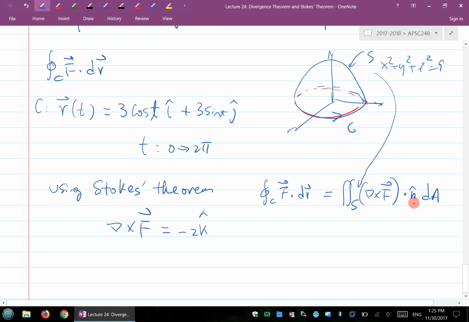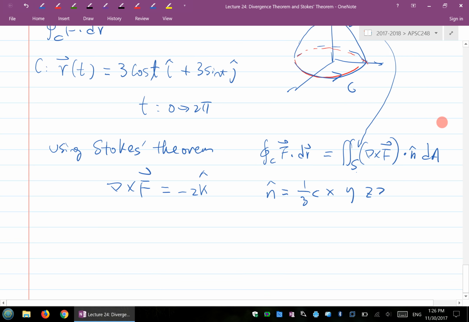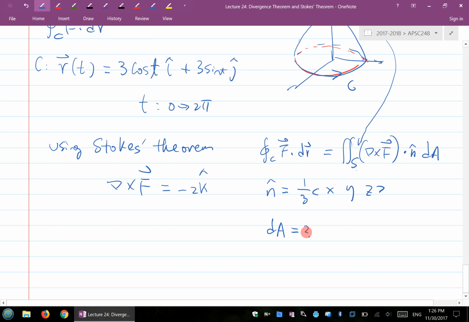Then there are only four cases for surface integrals, and this is a spherical surface centered on the origin, so I'm going to use that particular case. Basically your n hat is picked as 1 over 3 times (x, y, z). Those things are given for a spherical surface. And your dA will be 3 squared sine phi d phi d theta.